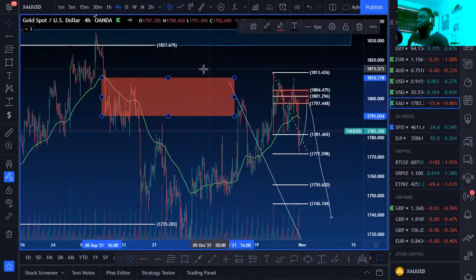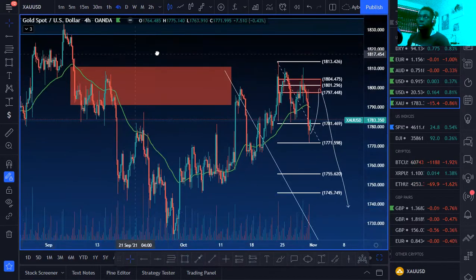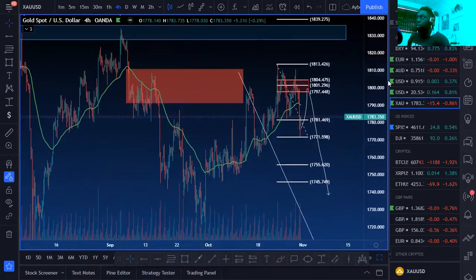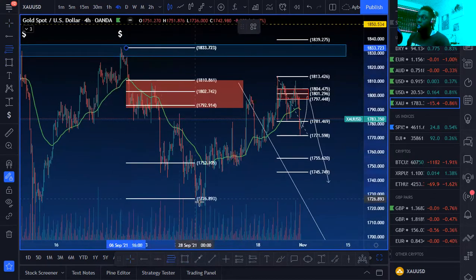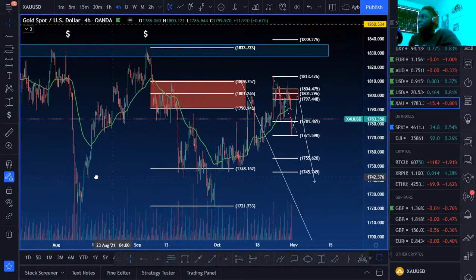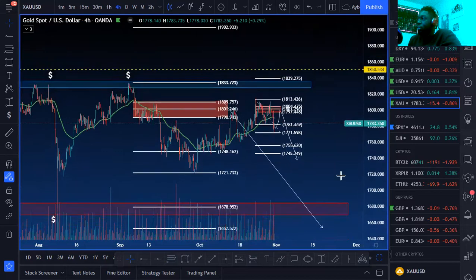Overall, it's rejected. Let me get rid of this fib real quick. Overall, from this high to this low of 1721, price retraced. It's come up to 78.6 and held very nicely. If anybody would have taken the swing sell and held any one of these three positions, you'd be up right now. And this kind of looks like it just wants to keep going to the downside.